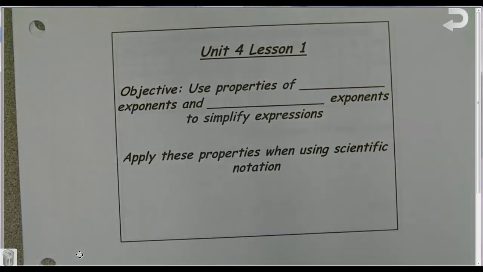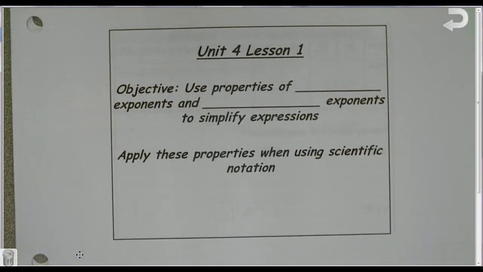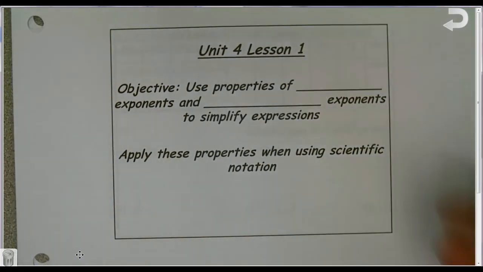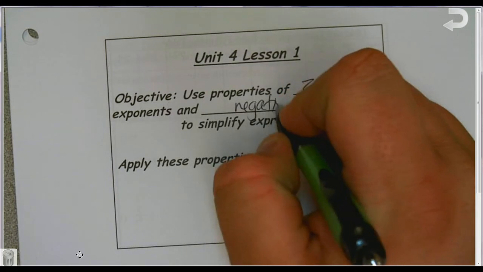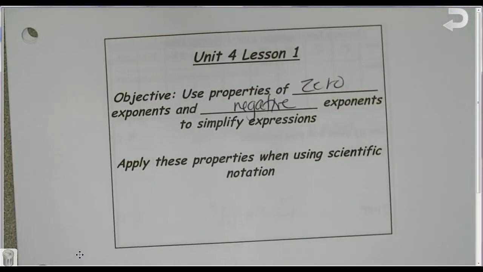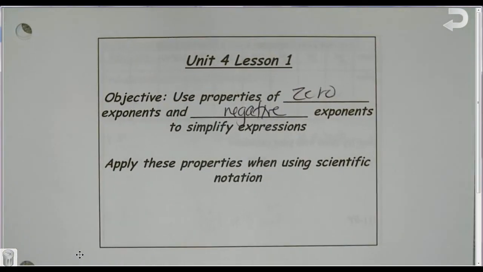So in Unit 4 Lesson 1, we're going to be talking about using properties of zero and negative exponents to simplify expressions. We're also going to apply these properties when using scientific notation, and we're just going to review some scientific notation stuff that you did in 8th grade to make sure that you're on board with what you need to do when you have scientific notation questions.